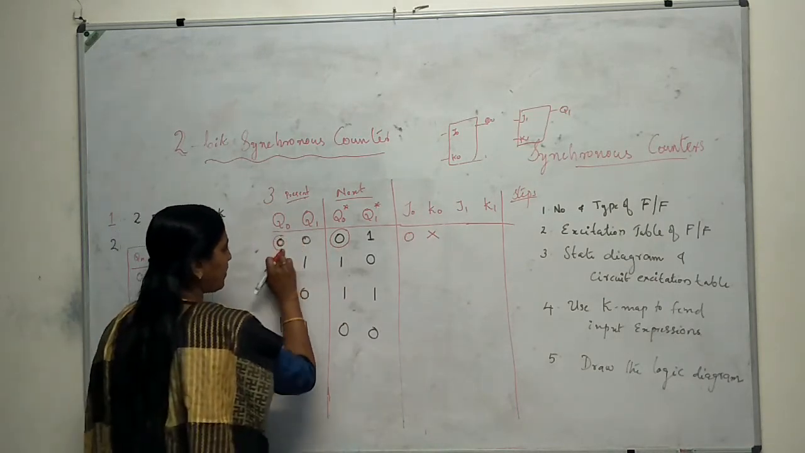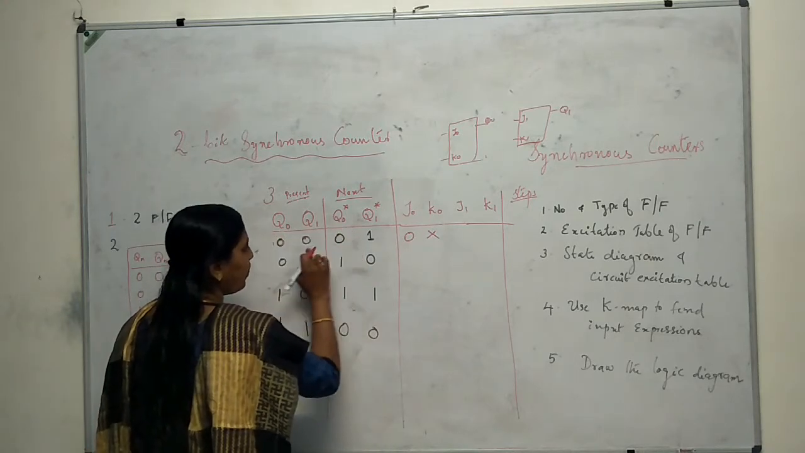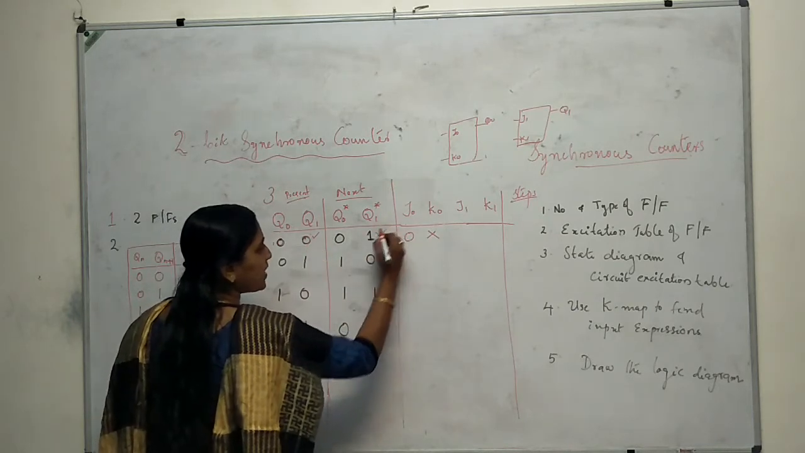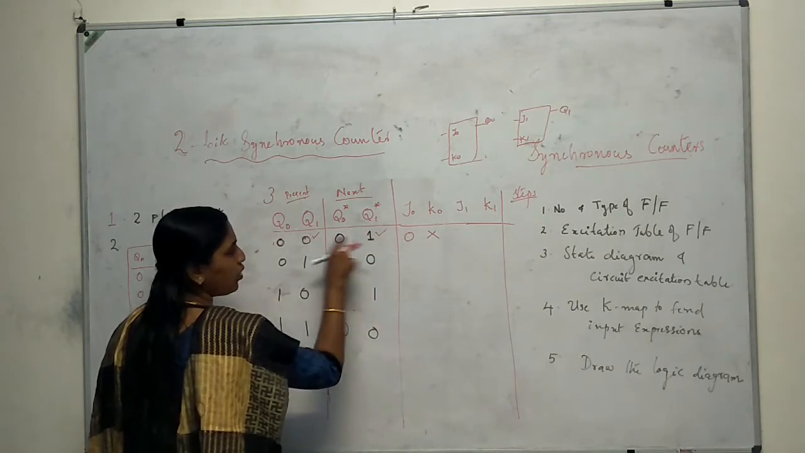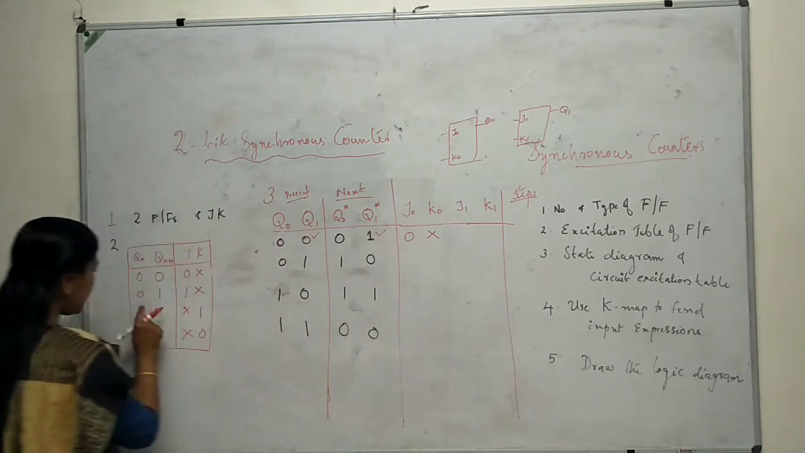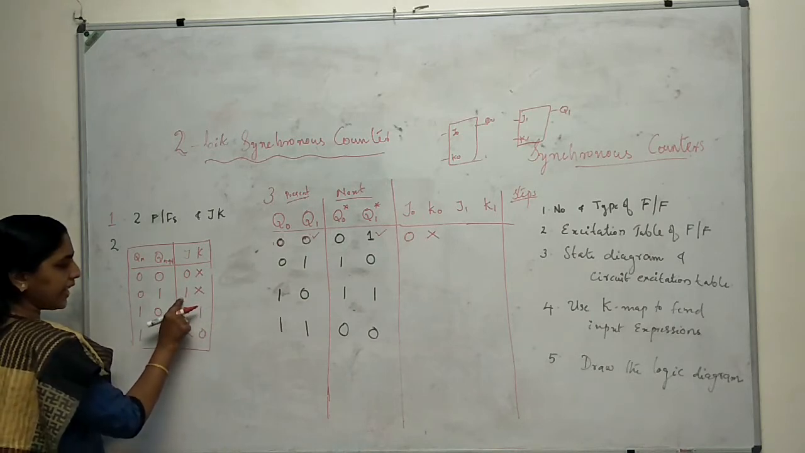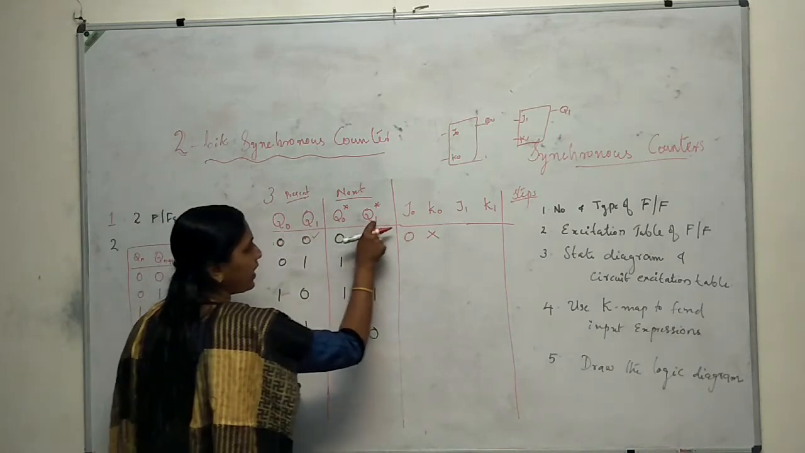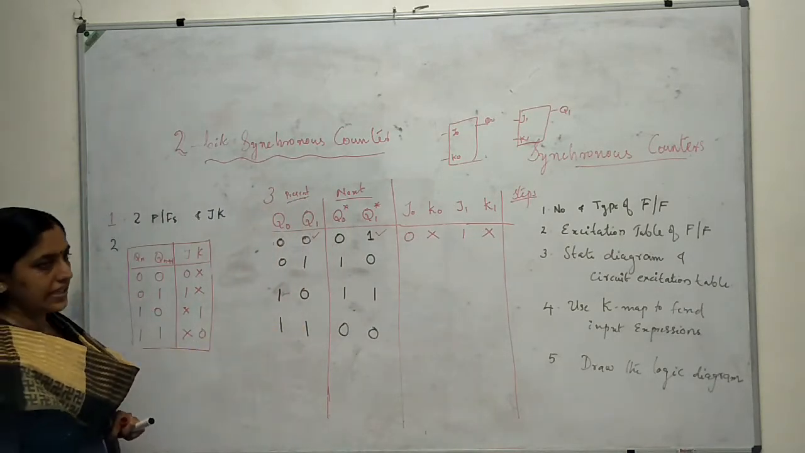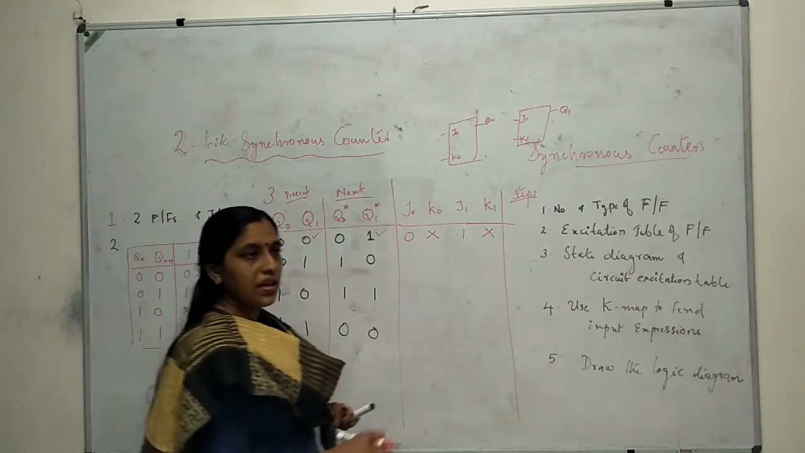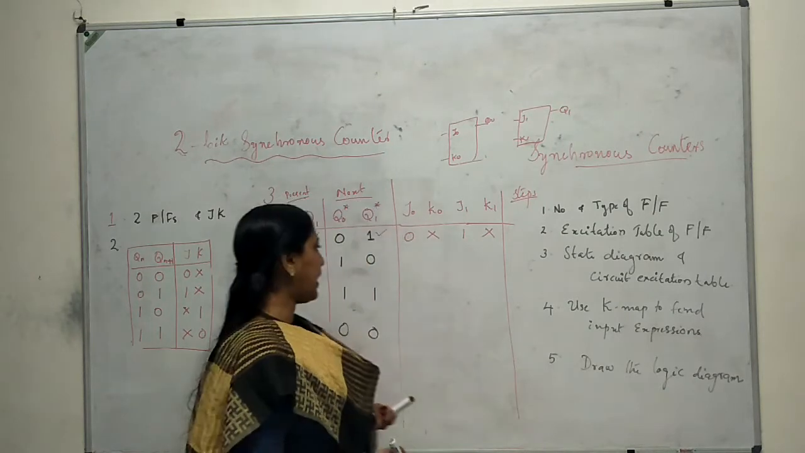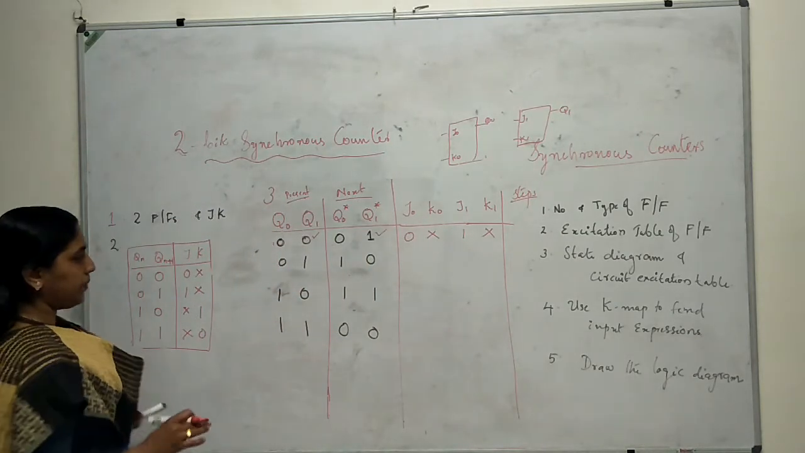Similarly, you take the next one for Q1. For Q1, current state is 0. What is the next state? 1. So if it is 0 to 1, what is JK? JK is 1x. So for Q1, J1, K1 is 1x. You have to listen carefully because you can expect a minimum of one question from this part, designing of a synchronous counter. So this part is very, very important.